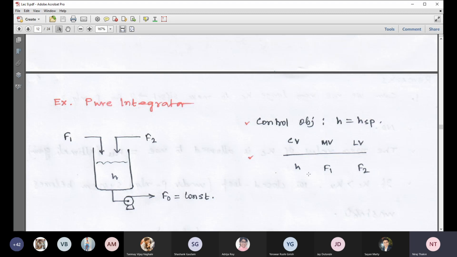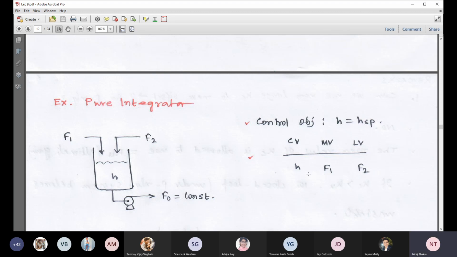And for this example system, our target is basically to find the offset. I repeat, we are going to discuss with an example that is a pure integrating system, and our goal is to find the offset for this process. So we'll follow the 3 step procedure I have shown before.